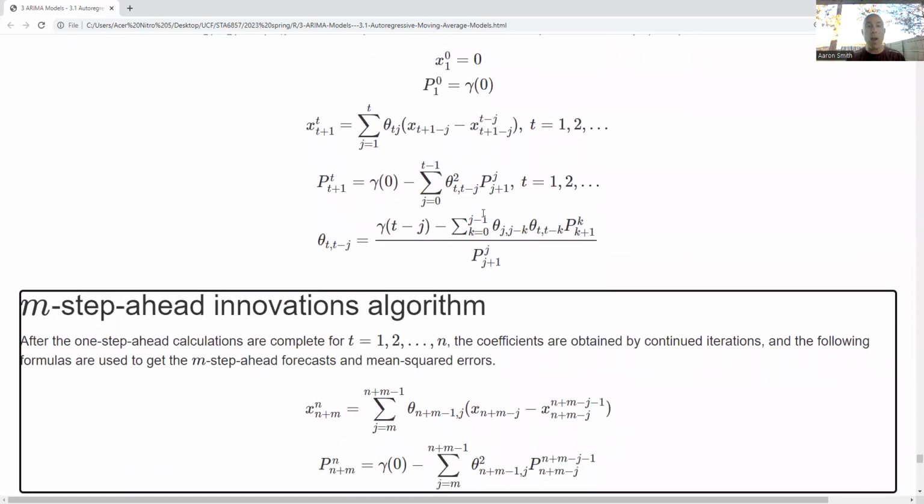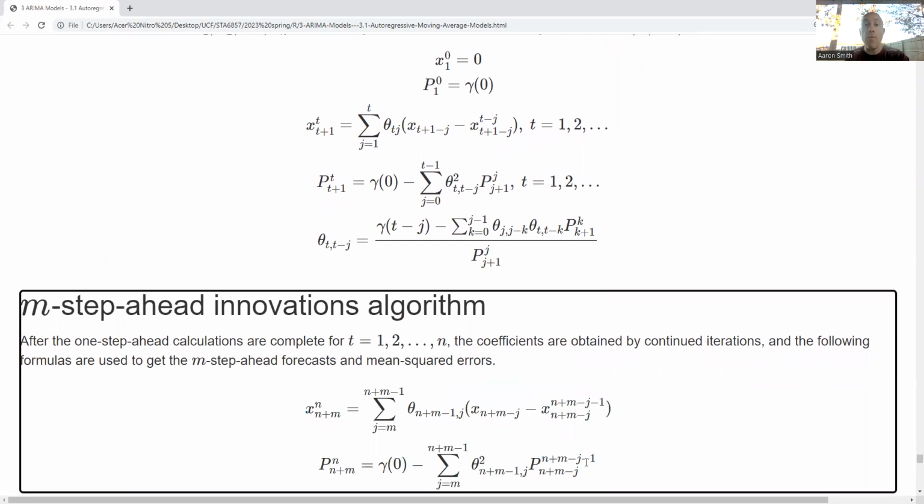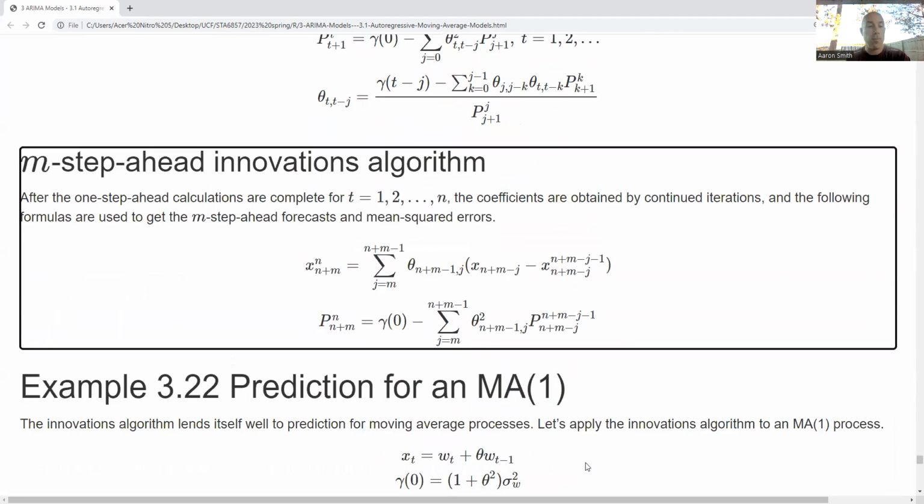So the first step in this algorithm is that we're going to compute the one step ahead predictions and errors for the data that we have. Then after we're done with that computation, we're going to start using the M step ahead calculations that we have here and working out the details. Now in real life, I'm not going to do this by hand. I'm going to have a computer do it for sure.